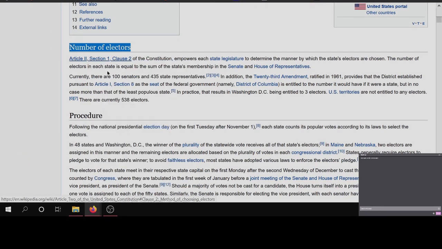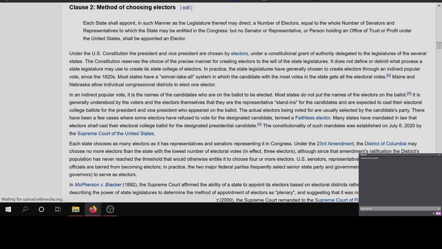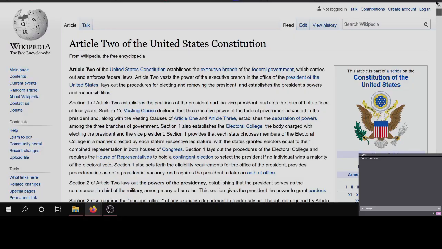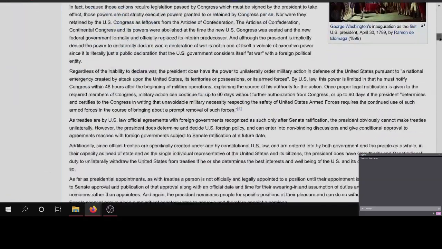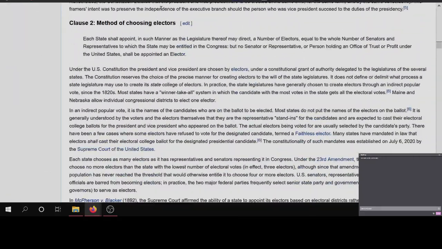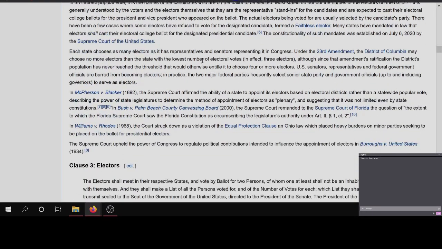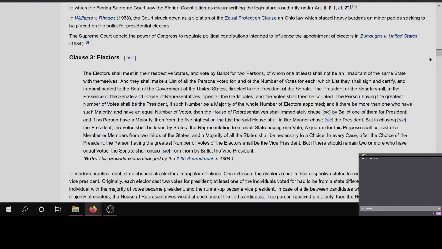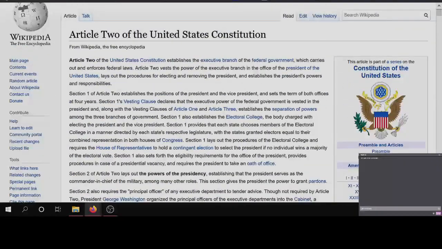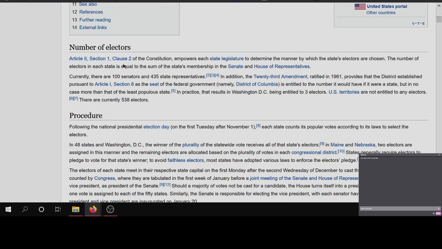And since this is all together, we can quickly browse through here. So this is the wiki that's under it. We have to go to 2, as it says here, method of choosing electors. And then you have electors. So it has its own wiki: Article 2 of the United States Constitution. Not Article 1, not Article 3, but 2.